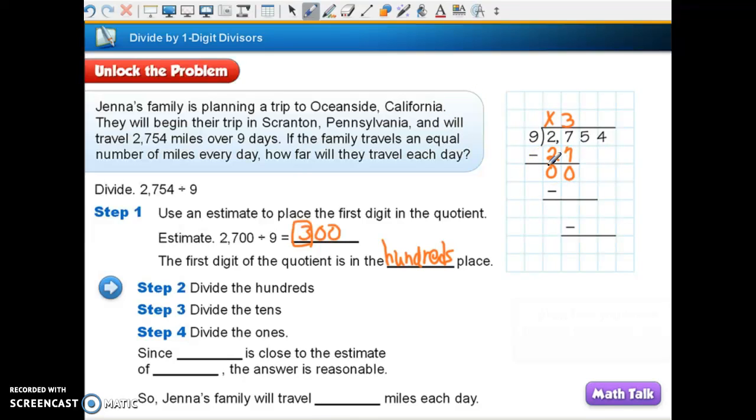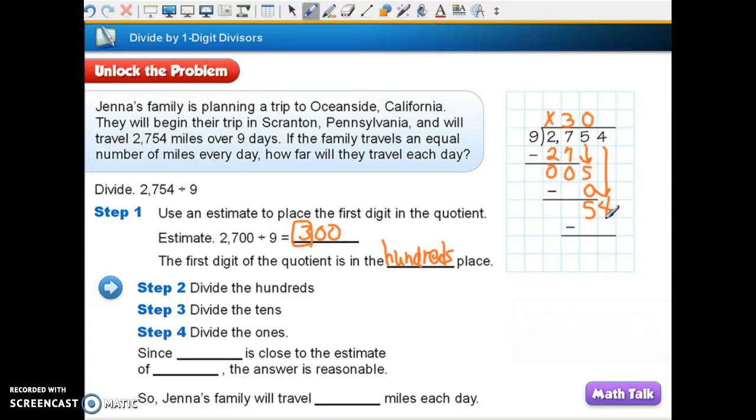So what do we do next? We bring down the 5, okay? Now, can we take 5 and distribute it evenly into 9 groups? No. It's too small, isn't it? So we're going to put a 0 up here because we can't divide into that 5. And we're going to put a 0 here and we're going to subtract. Then we're going to bring down our 4. Now we've got a different number, 54.